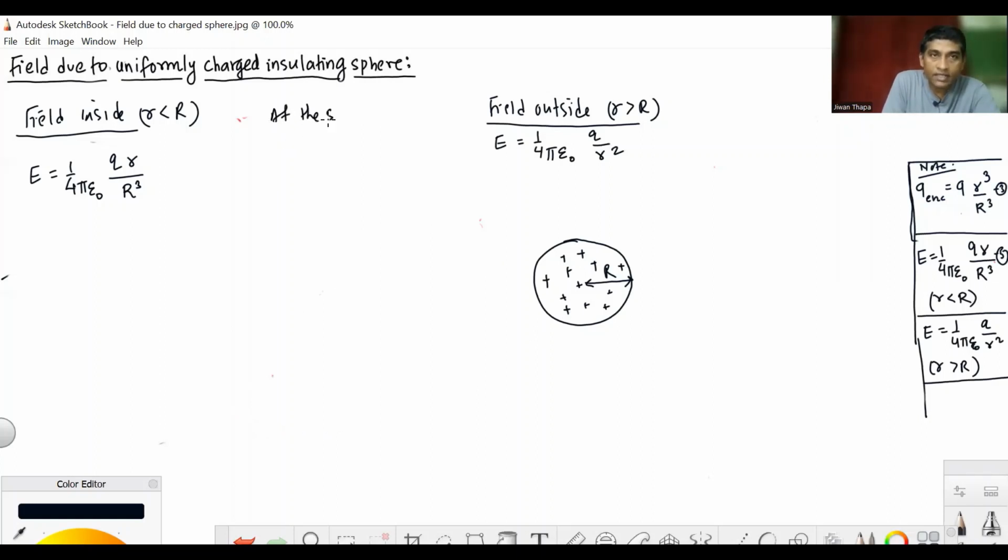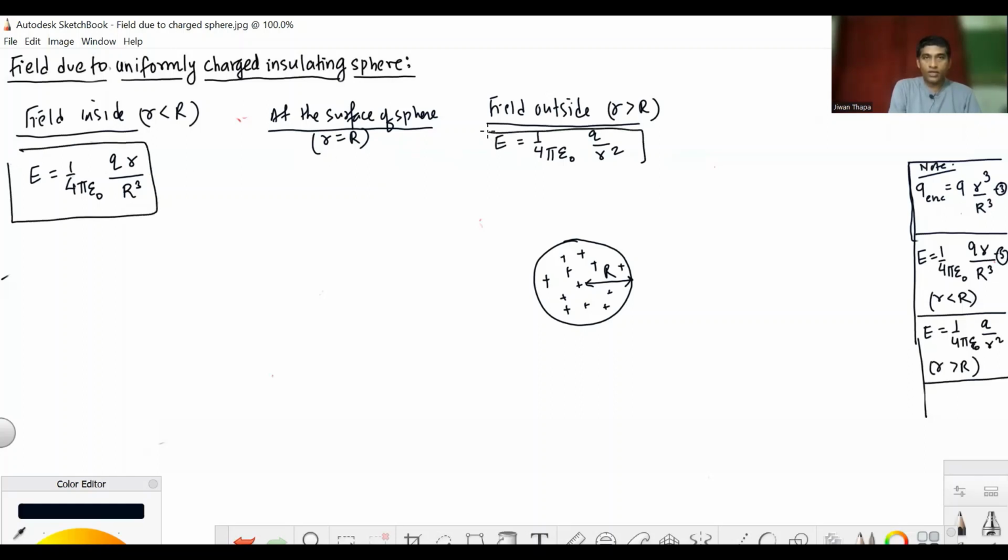Now let us find the field at the surface of the sphere, that is for small r equals capital R. If we replace small r by capital R in these two equations, we get E equals 1 by 4 pi epsilon naught Q divided by R square.